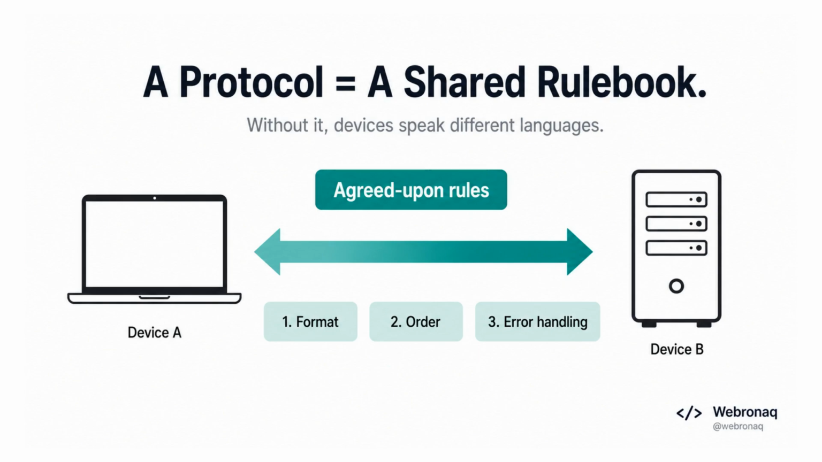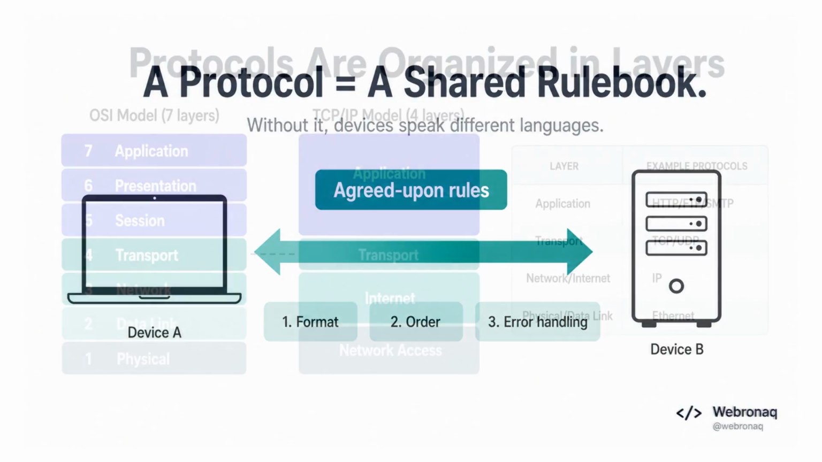Without it, a laptop and a server might both send data, but neither would understand the other, the same way two people speaking different languages talk past each other. Protocols make reliable communication possible across billions of devices, built by thousands of manufacturers, running completely different software. Now, protocols come in many flavors and handle very different jobs, and that is where layering comes in.